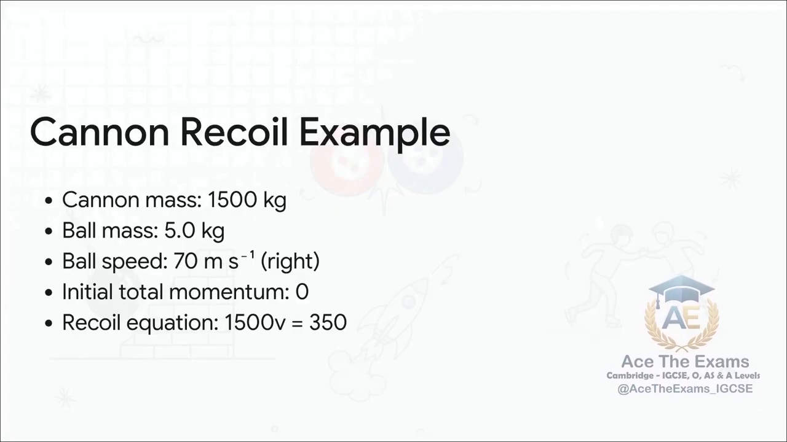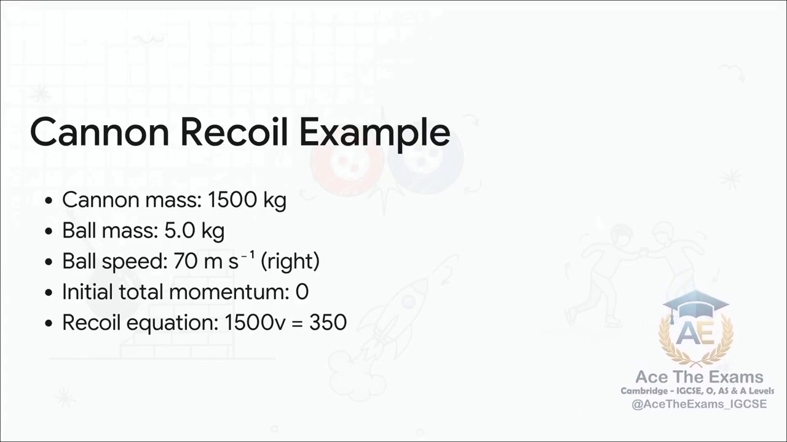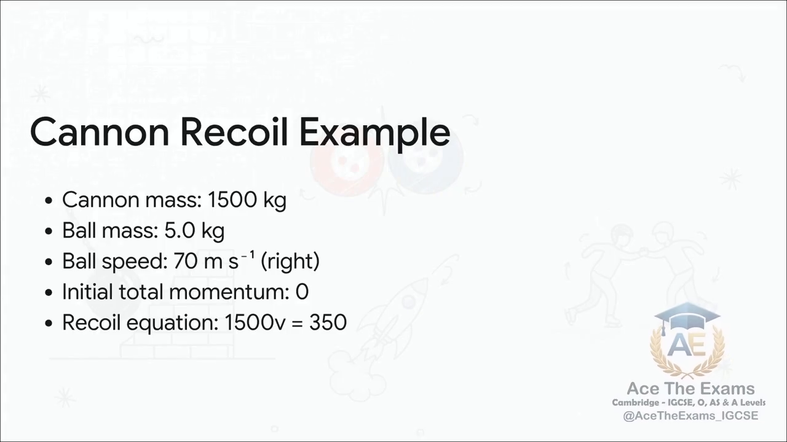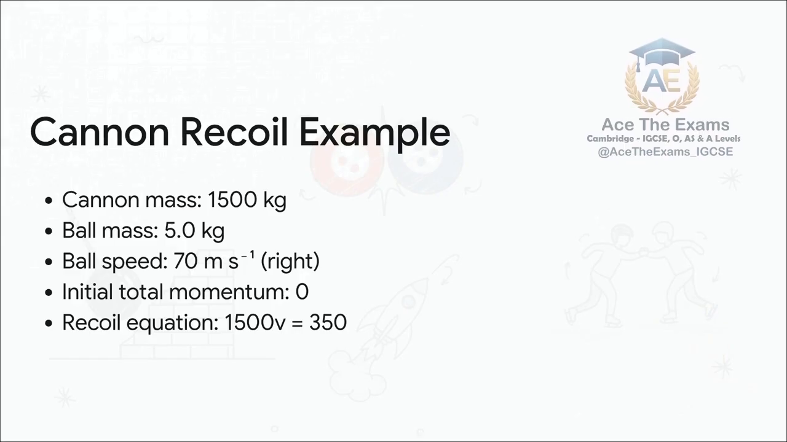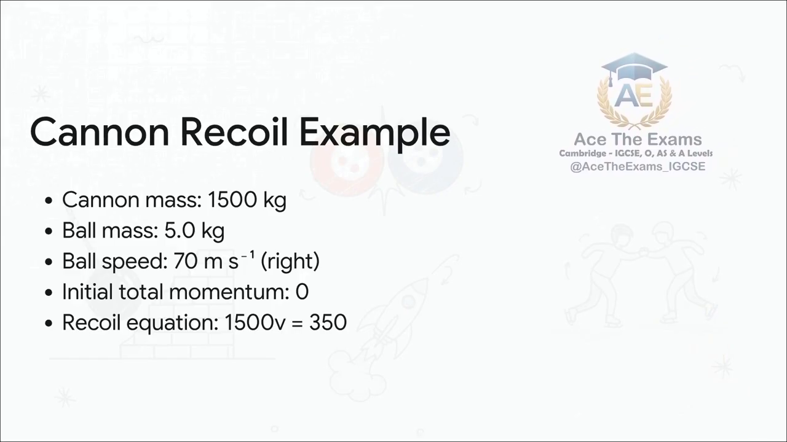Let's look at a classic past paper scenario, the cannon recoil. We have a 1,500 kilogram cannon firing a 5 kilogram cannonball to the right at 70 meters per second. If Alex answers this, Alex will write out paragraphs about gunpowder and combustion. Don't do that. Let's use our PEEL framework.